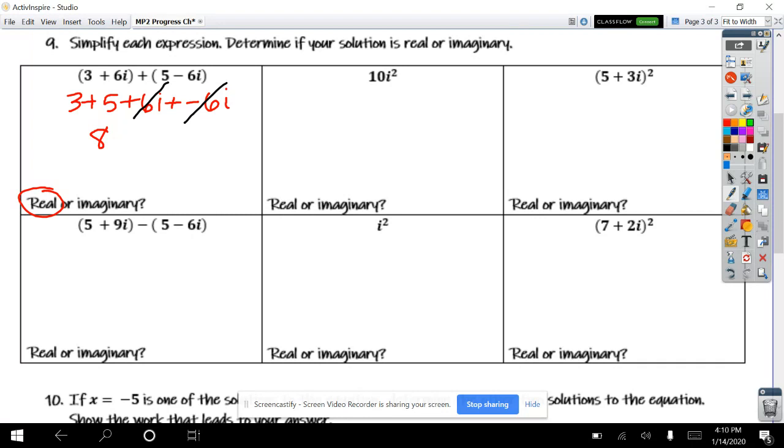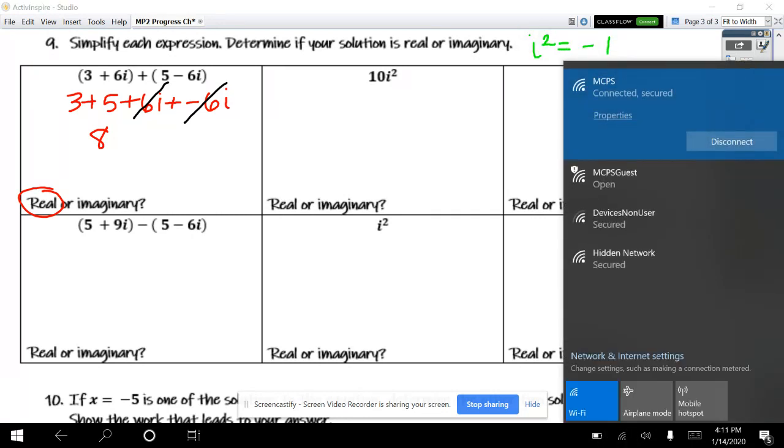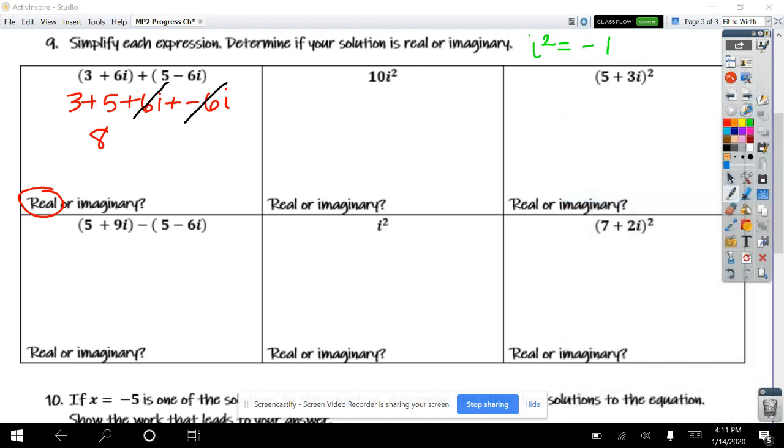10i squared. Well, you should always remember when you see i squared, that's equal to negative 1. That becomes 10 times negative 1, which is negative 10, which is real.